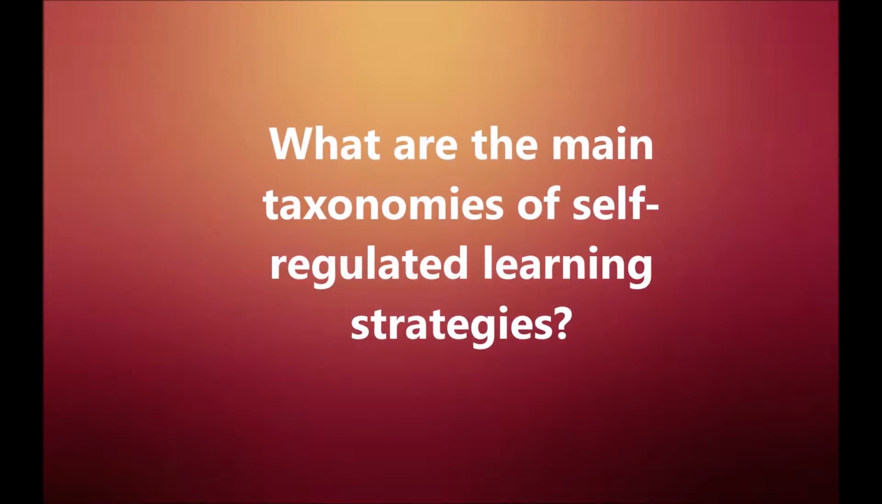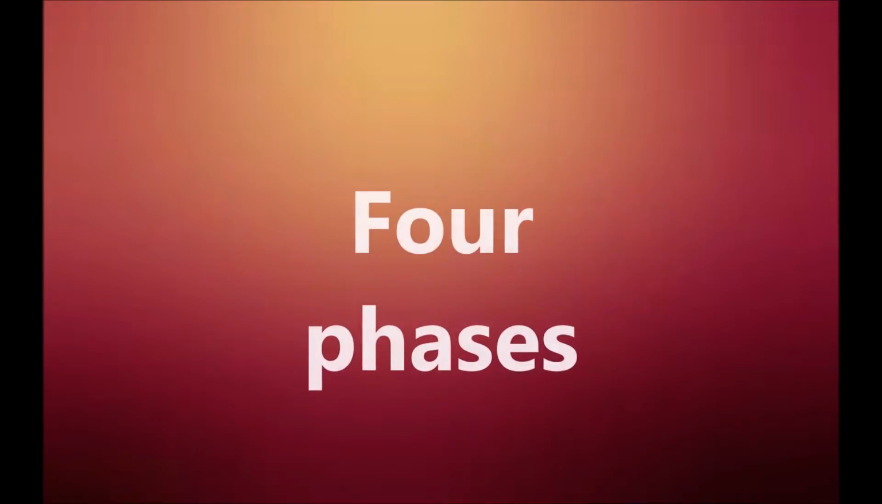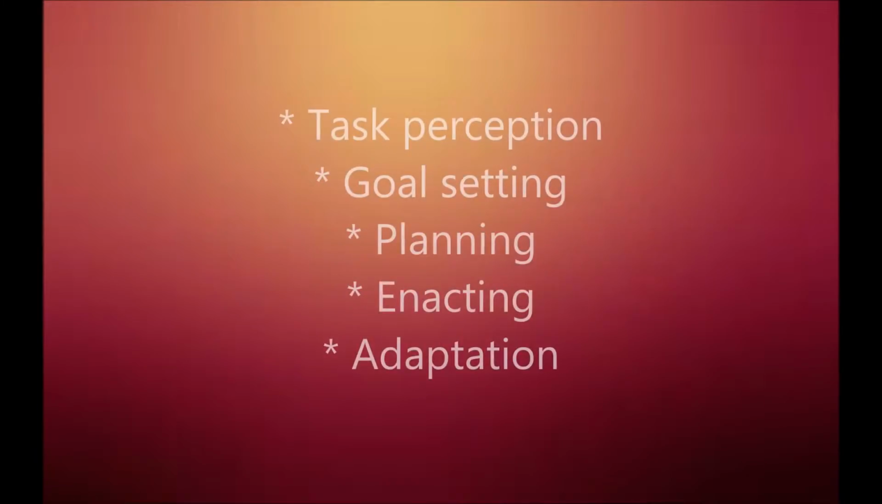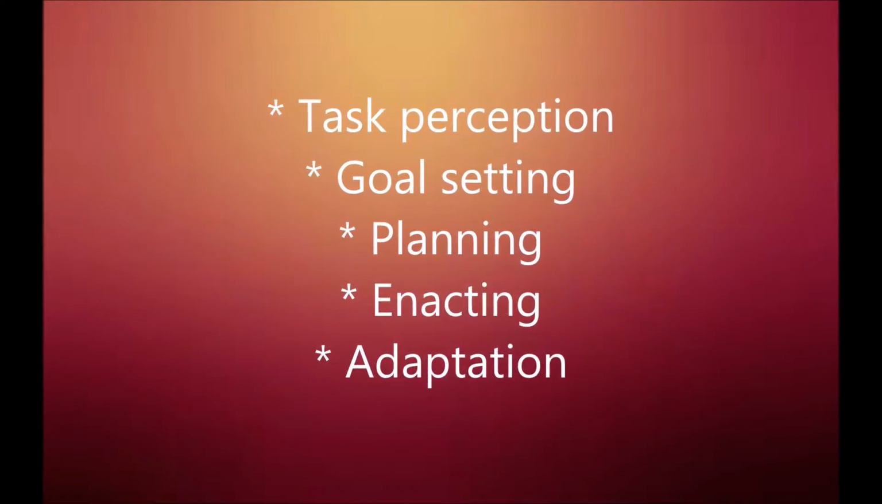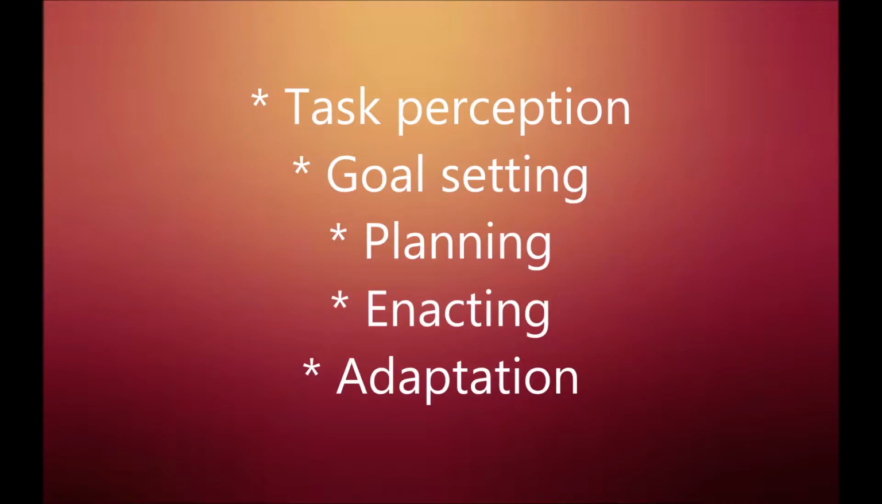According to Winne and Hattie, self-regulated learning includes four phases: task perception, goal setting and planning, acting, and adaptation. The first involves our previous knowledge about the task. What do we think the task is about? Also, in this part, motivation is important. The more interested we are in the task, the more we will acquire.